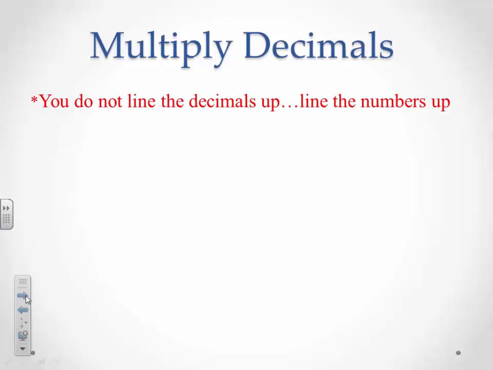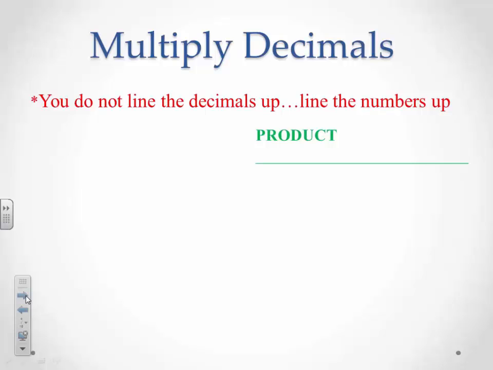Okay, when you're multiplying decimals, we're not lining them up. You lined them up by their decimals when you're adding, subtracting. Now we're multiplying them, so you just line the numbers up. That means you put the number with the most digits on top. Doesn't have to be the biggest, it has the most digits.